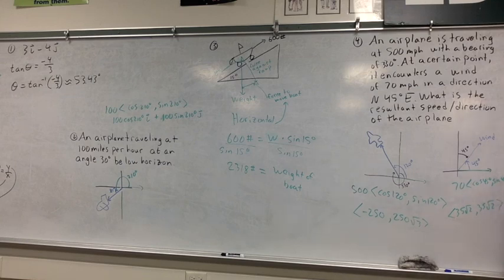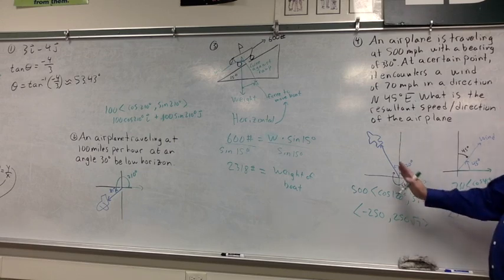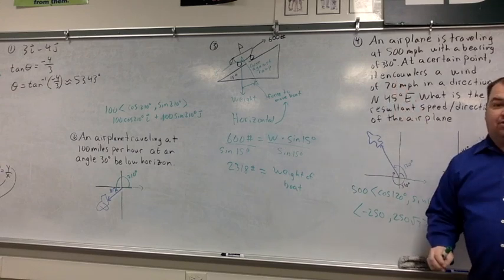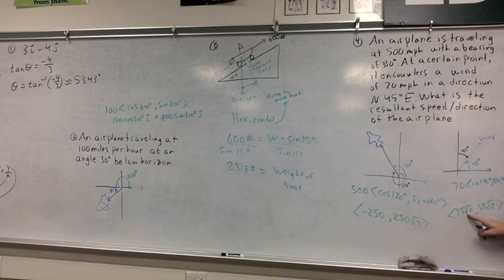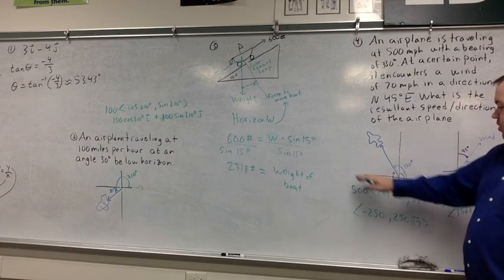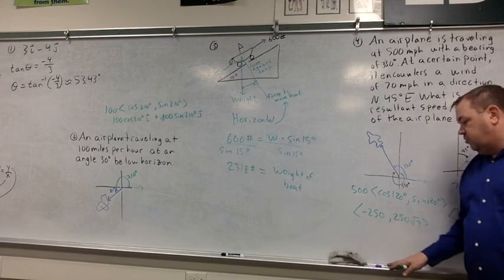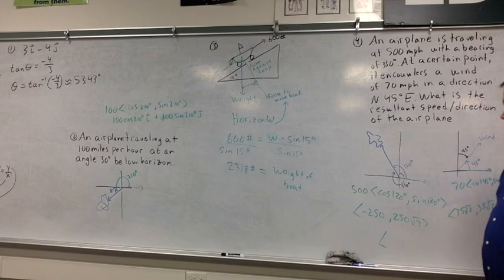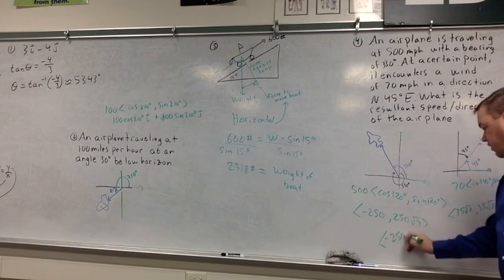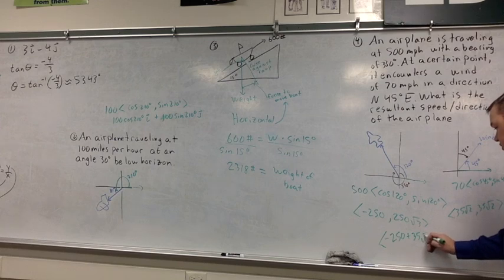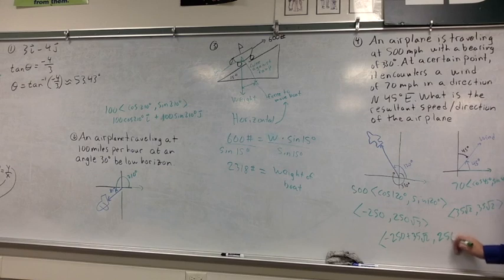So you can see what's going to happen here. If I take this and add it in, I'm going to be going in that direction much faster. But if I take the 35 square root of 2 and compare it to my x direction, it's actually going to slow me down. So that wind is going to have an effect on me. So I'm going to have a resultant of negative 250 plus 35 square root of 2 in the x direction. I'm going to have a 250 square root of 3 plus 35 square root of 2 in the y direction.